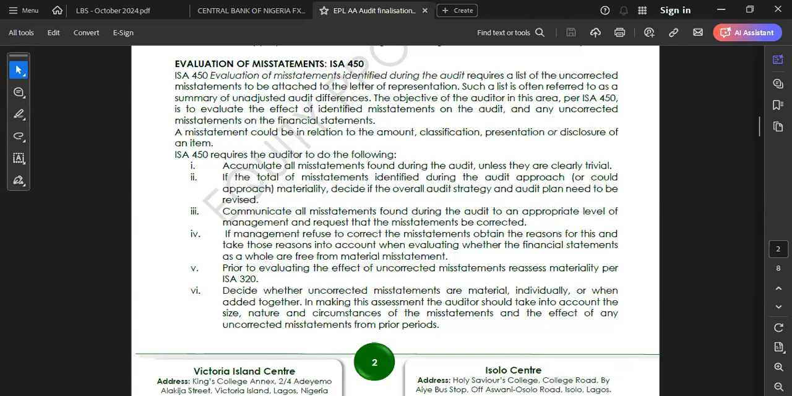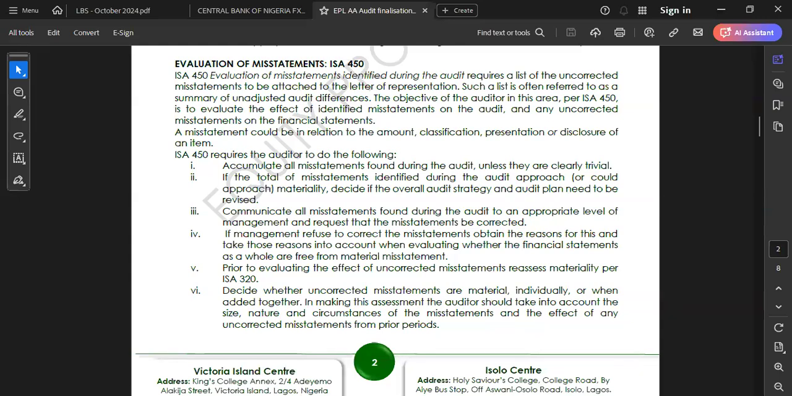Now, ISA 450 is saying that the auditor is supposed to do the following when it comes to misstatement, especially uncorrected misstatement. Number one, the auditor is supposed to accumulate, meaning he's supposed to list all misstatements found during the audit. So as an auditor, you've identified misstatements. You're supposed to make a list of all of them. The only time you may not make a list of them is when it's very, very trivial. Very, very trivial means that it is very, very insignificant. But as long as it's a misstatement and it's not very, very trivial, the auditor is supposed to make a list of all of it.